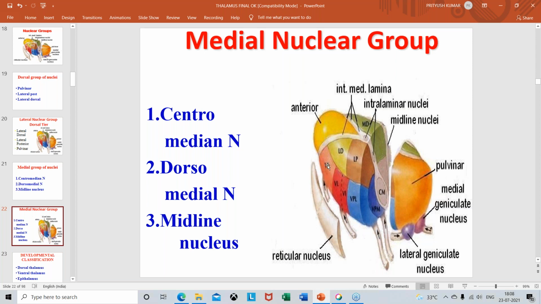Ventral are further divided into ventro-anterior, ventrolateral, and ventro-posterior. Ventro-posterior are further divided into ventro-posterior lateral and ventro-posterior medial, then the lateral geniculate body and medial geniculate body. In the dorsal one, we have the laterodorsal, lateroposterior, and the pulvinar. While in the medial, we have the centromedial nucleus, dorsomedial nucleus, and midline nucleus. So these are the nuclei you'll find in the medial group, and the anterior one is lying here.